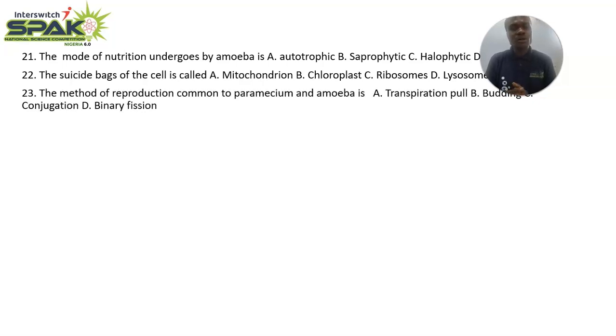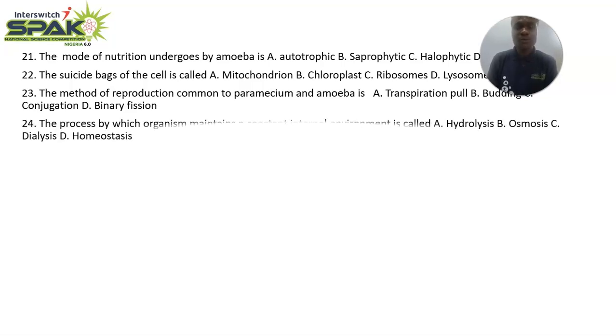The next question says, the method of reproduction common to paramecium and amoeba is dash. A, transpiration pool. B, budding. C, conjugation. D, binary fission. Binary means two. So the two of them can undergo binary fission, where they split into two. It cannot be conjugation. Conjugation is a form of sexual reproduction, undergone by paramecium, but not the same with amoeba. So the mode of reproduction that is common to the two of them is binary fission, a form of asexual reproduction where they split into two.